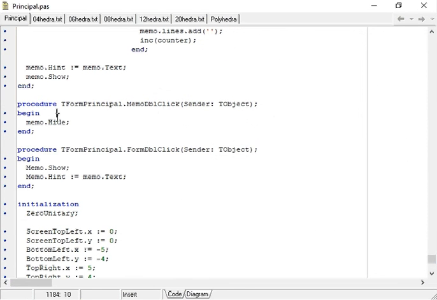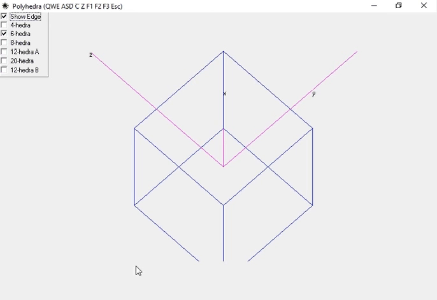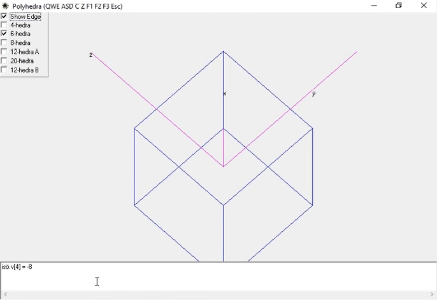And here is the memo point to hide at double click. And here is the memo point to show at double click. And here is the memo dot hint. So if you want the hint, here is the hint.